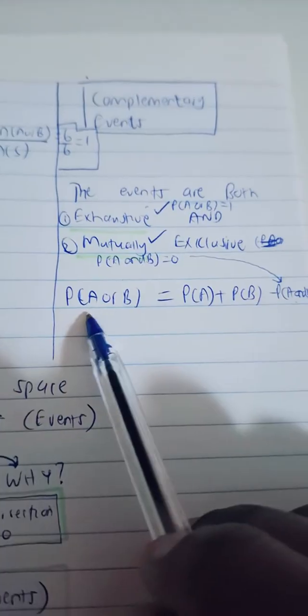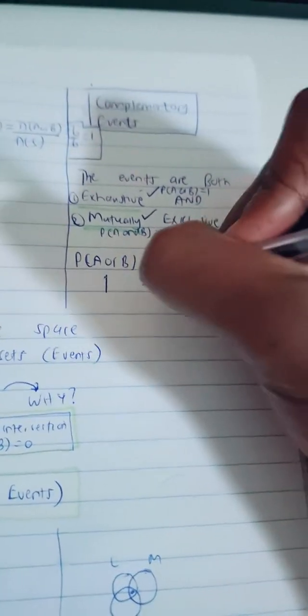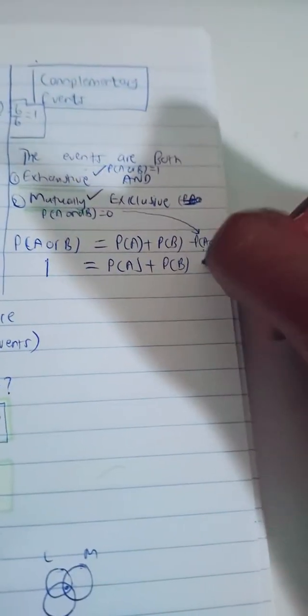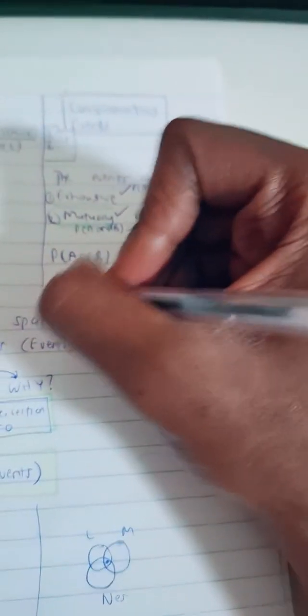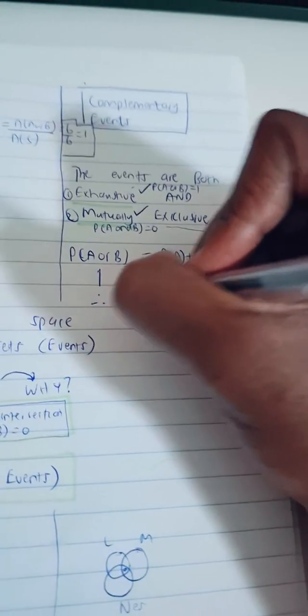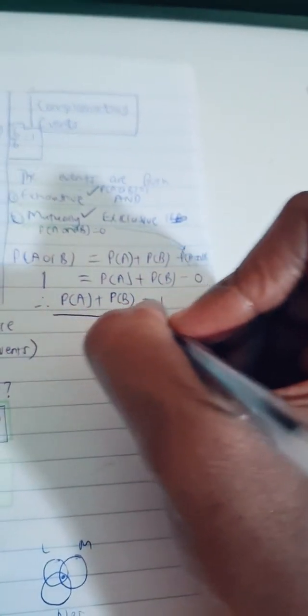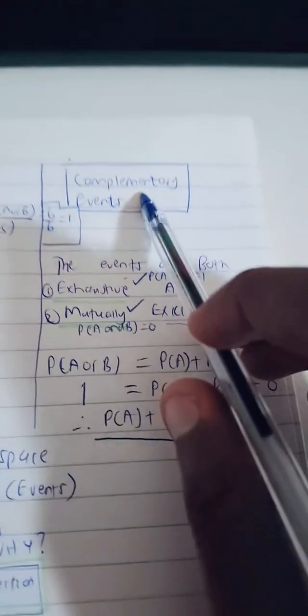Then P(A or B), that means in the addition rule, we're also going to say bye-bye to P(A or B). We are going to write 1 in the place of P(A or B). Then we have P(A) plus P(B), and obviously here say bye-bye. So after all is said and done, for complementary events, this is simply saying that P(A) plus P(B) is equal to 1. This is what we mean by complementary events.